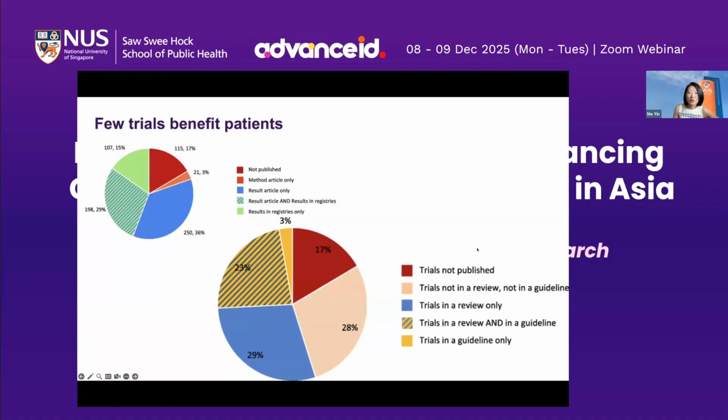So the current status quo is that very few trials actually benefit the patients. This is a review that was published recently in BMJ Research Methods, showing that a lot of the trials are actually not published in the first place, and a lot of them did not go through peer review. And out of those trials that end up being published, only those in yellow end up in a peer review journal or in a guideline. And I think this creates a lot of waste.